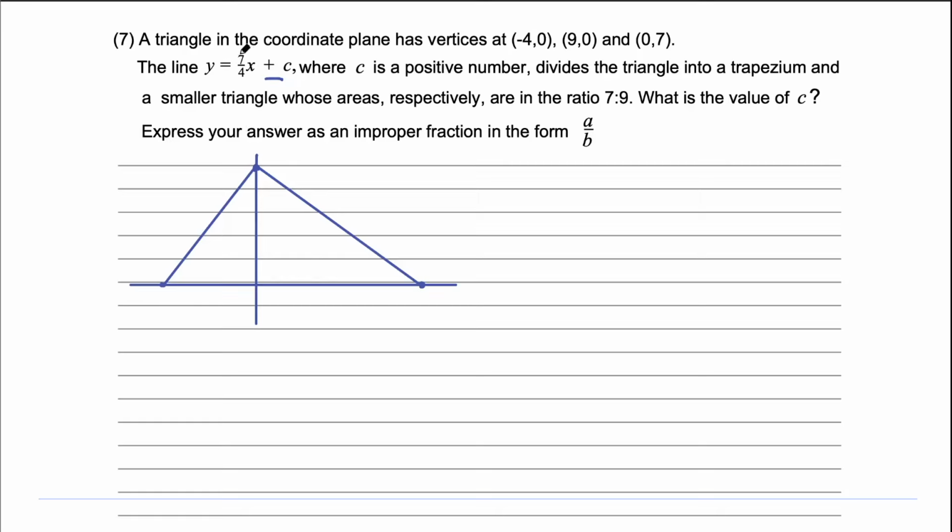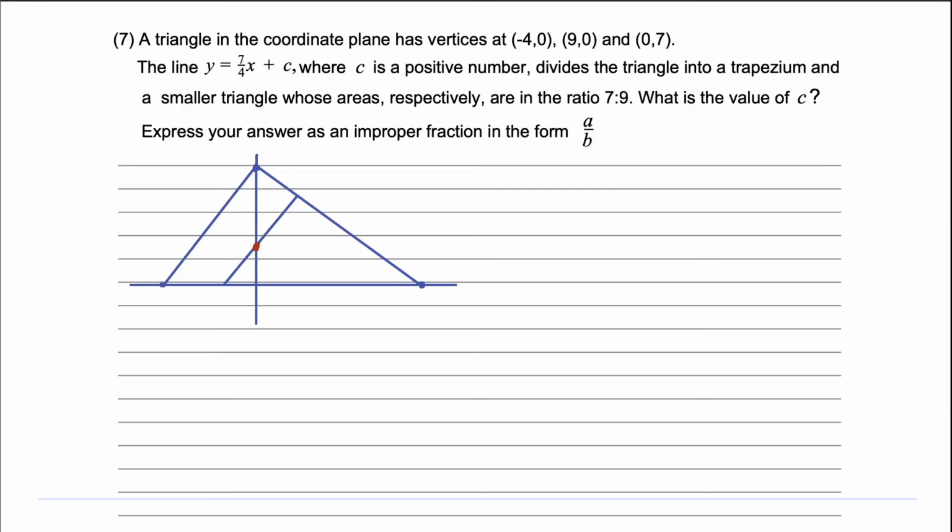Okay, so now we need to look at this slope, 7 on 4. That's a positive slope, so the line's going in this direction like this. It has, as we've said, a positive y-intercept. So to split this into a trapezium and a smaller triangle, it would have to look something like this. This would be the smaller triangle. This is the trapezium here. And the ratio of the areas of these two shapes is 7 to 9. Okay, and we're looking for c. Again, that would be the y-intercept, this point here.